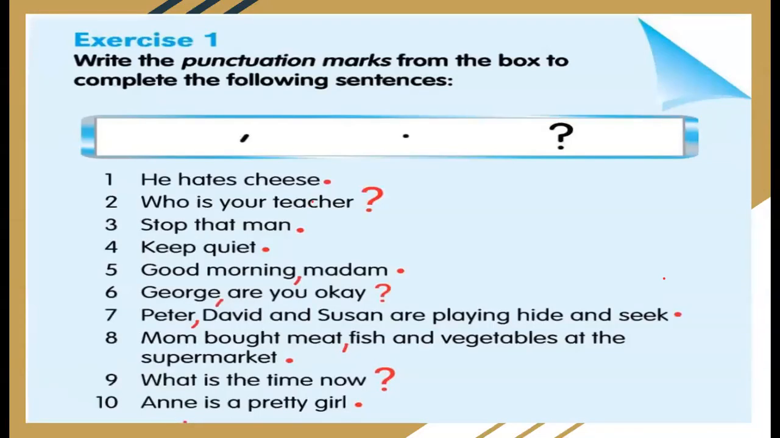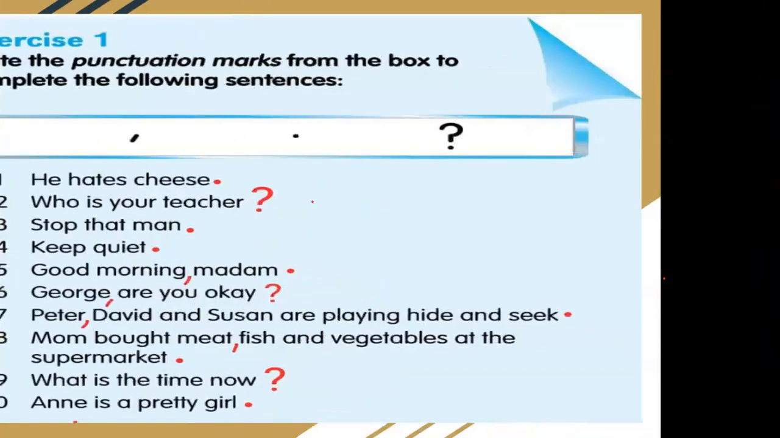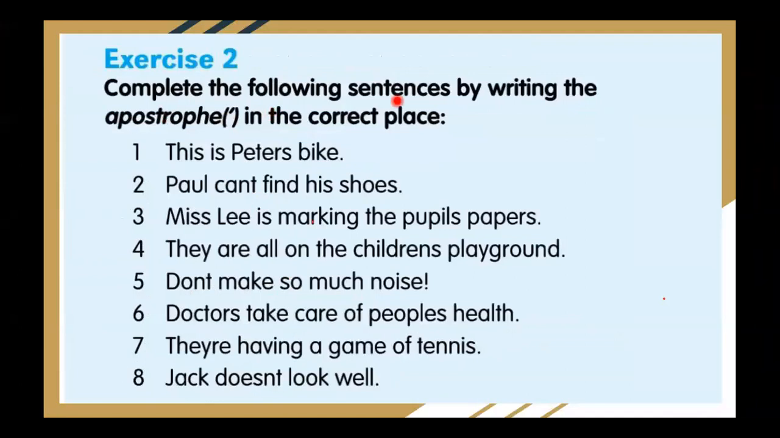Now let's see the next one. Exercise number 2. Complete the following sentences by writing the apostrophe in the correct place. This is Peter's bike. Where will the apostrophe come? Peter, apostrophe S, Peter's bike. Next one. Paul can't find his shoes. So where will the apostrophe come? Can apostrophe T. Cannot becomes can't. Very good.